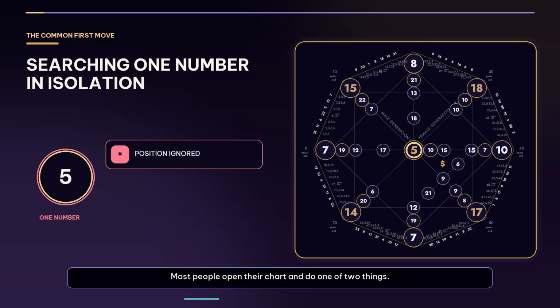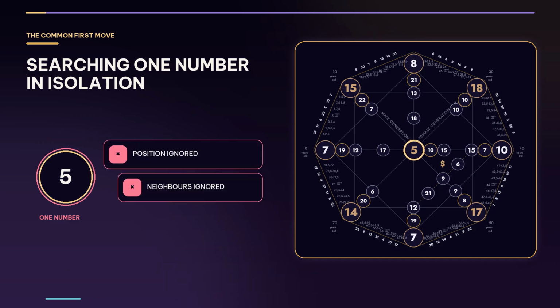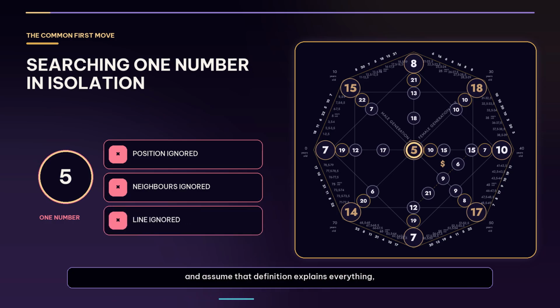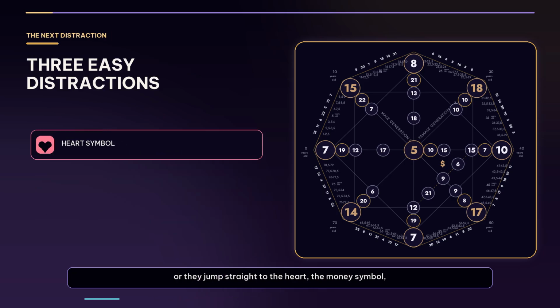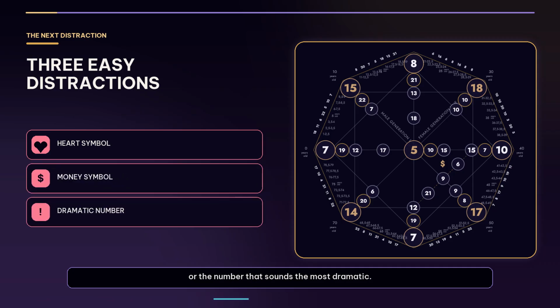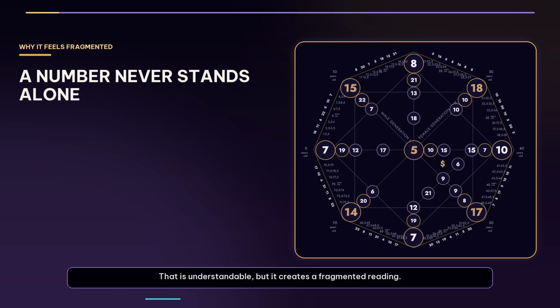Most people open their chart and do one of two things. They choose the largest number, search for its meaning, and assume that definition explains everything. Or they jump straight to the heart, the money symbol, or the number that sounds the most dramatic. That is understandable, but it creates a fragmented reading. A number never speaks alone.